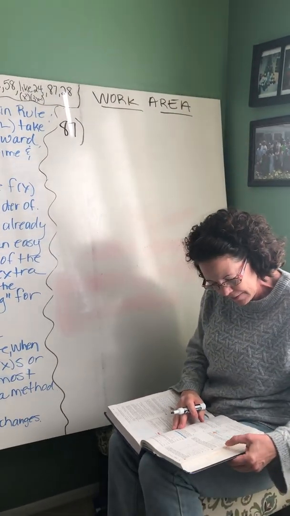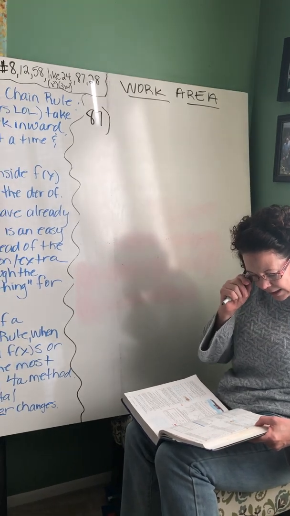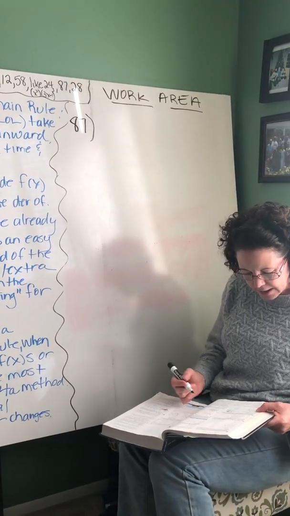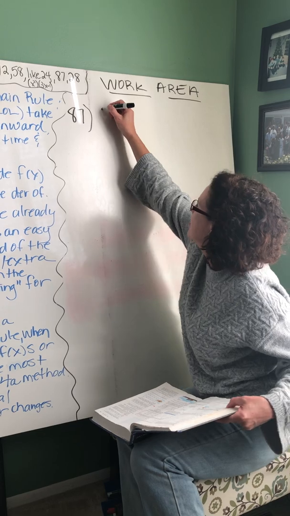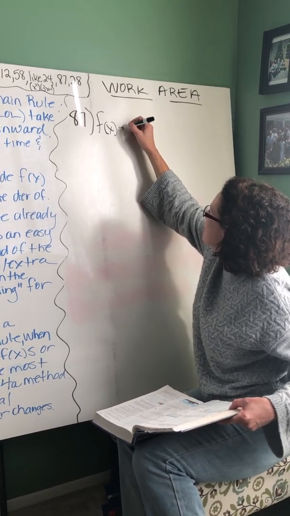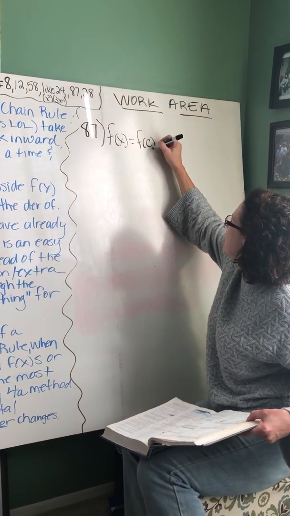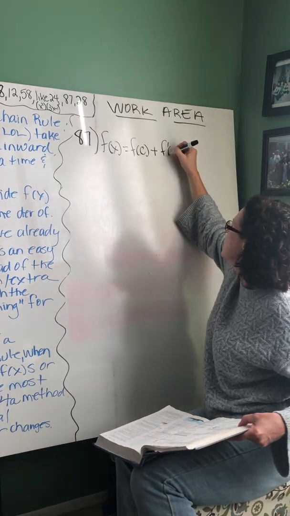Number 87. Okay, on number 87, they give you a picture. It says, find the equation of the tangent line. Stop immediately. Poor Bill has heard this so many times, right? As soon as you hear the equation of a tangent line, stop.